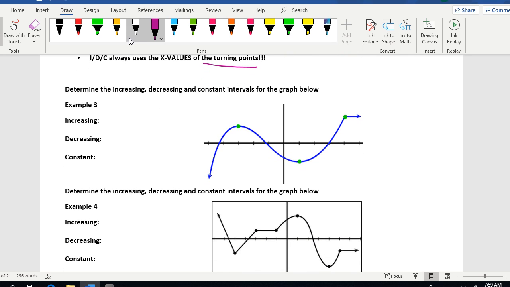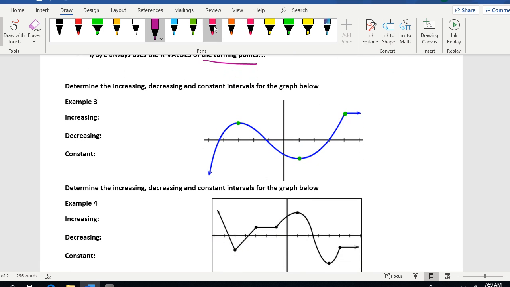So example 3, we're going to pretend that we are riding a roller coaster. So I'm going to ride from left to right. I'm going to go up the roller coaster, and then we're going down the roller coaster. Then I'm going back up the roller coaster, and then we're getting off to the flat line.